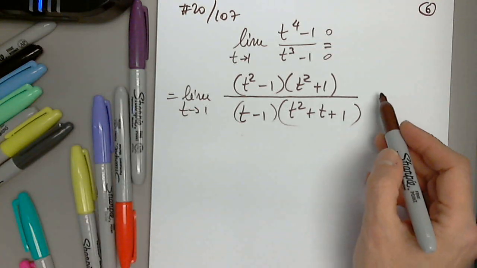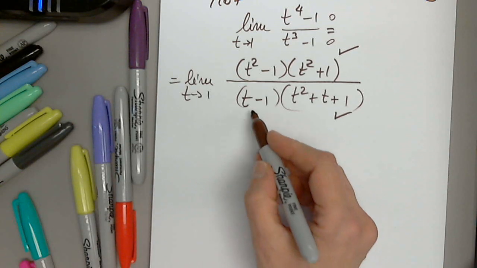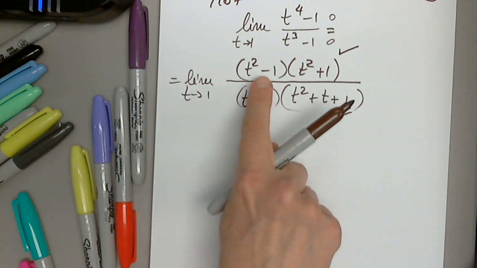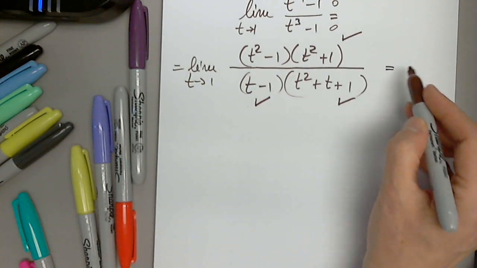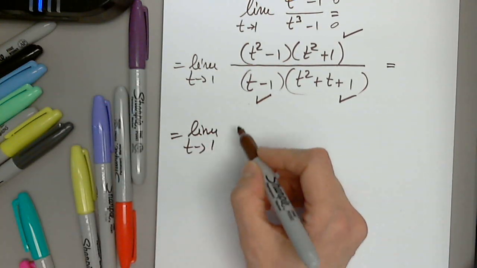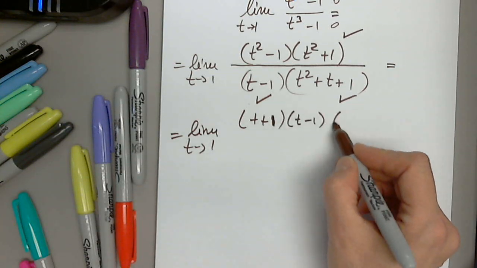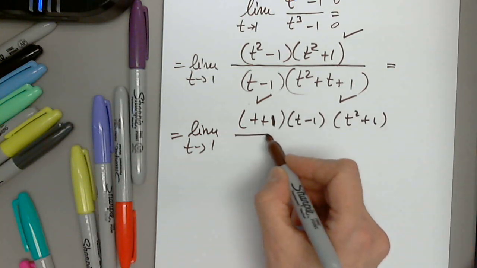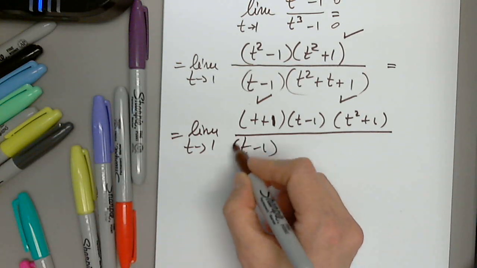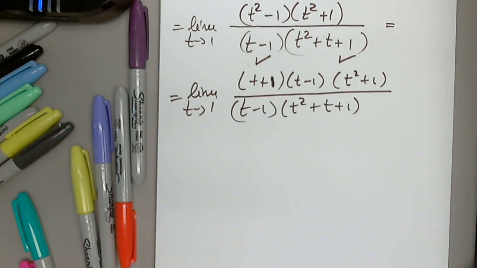Okay, one more step. This is not factorable. This is not factorable, but this one is. How do I factor t squared minus 1? t plus 1, t minus 1. Very good. So we have t plus 1, times t minus 1, times t squared plus 1, over t minus 1, times t squared plus t plus 1. What did we say that we expected to happen for sure?